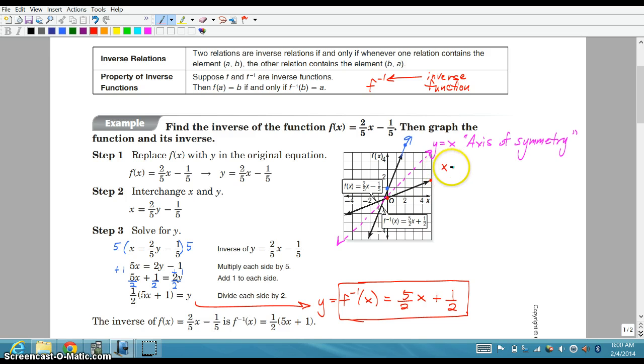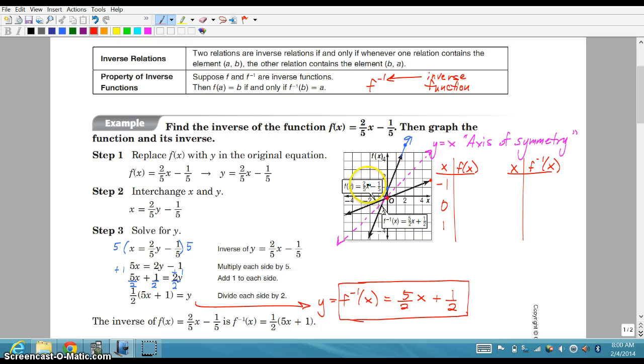So how can we justify these facts, though? Well, let's go ahead and make an xy table for f of x. Let's make an xy table for f inverse of x. And I'm going to pick some pretty simple values here. Picking -1, 0, and 1 for the f of x. And let's see what we end up with.